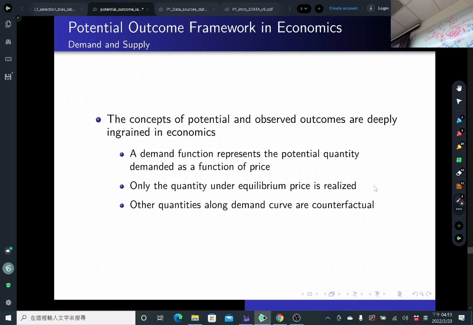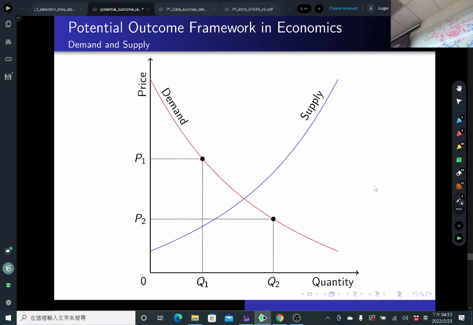Okay. So for example, the demand function basically represents the potential quantity demanded as a function of the price. So the demand theory, or demand curve, basically suggests, given this price, what potential quantity demanded will occur. Like this demand curve, you learned this from Econ 101. Demand curve, supply curve. What the theory says is, if the price is P1, the potential demand is Q1. If the price is P2, the potential demand is Q2.